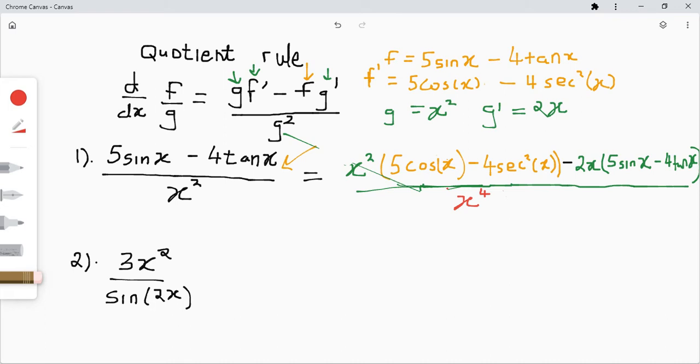Excuse me, sir. How did you get x to the power 4? Since g is x squared, and in our formula we have to put a g squared, you're going to have x to the power 4.